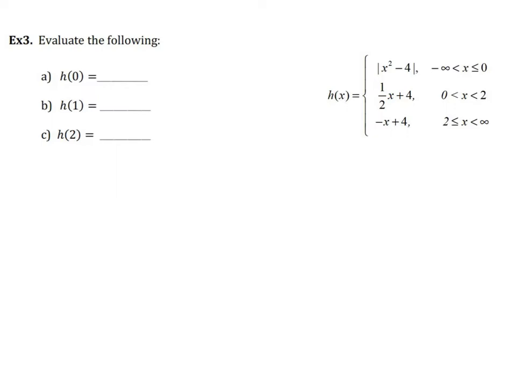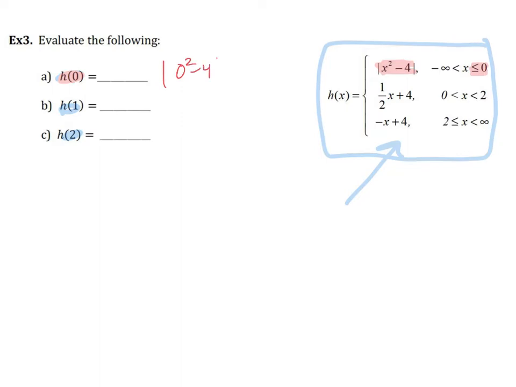All right, how about our next one? It says evaluate the following based on this equation right here. So we have this piecewise function, and we need to evaluate each of these based on this function. So we don't have a graph, we only gave it to you algebraically. So you're going to have to look at this and say, okay, h of 0, where would 0 be included? Well, 0 is inclusive here, so I'm going to plug 0 into this function. So I have the absolute value of 0 squared minus 4. That's the absolute value of negative 4, which is just 4. So h of 0 equals 4.